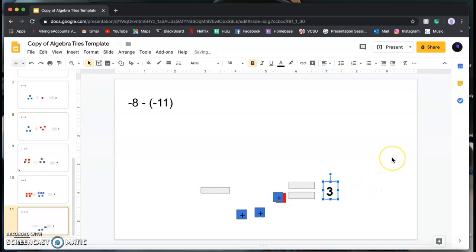And that is how you add integers and subtract integers with using algebra tiles.